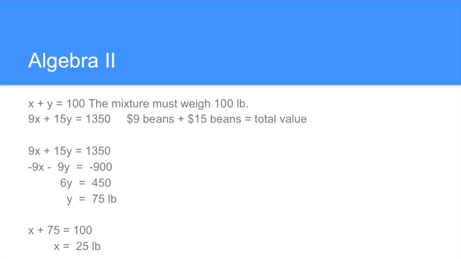Using these 2 equations, we take the first equation and multiply it by 9. Then we can subtract the 2 equations to simplify it down to 1. We get 6y equals 400 pounds. We can then solve for y, and we get y equals 75 pounds. We take the value y equals 75 pounds and plug it back into the first equation to solve for x. We then get x equals 25 pounds. You may check your answers by plugging these values into either of the equations.